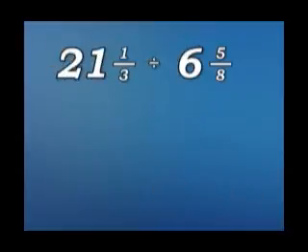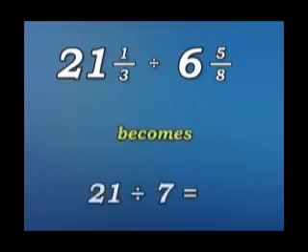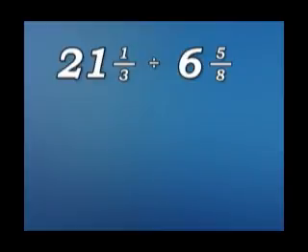Let's have a look at another one. 21 and 1/3 divided by 6 and 5/8 becomes 21 divided by 7, which is 3. Let's check it out. 21 and 1/3 becomes 64 over 3. 6 and 5/8 becomes 53 over 8.